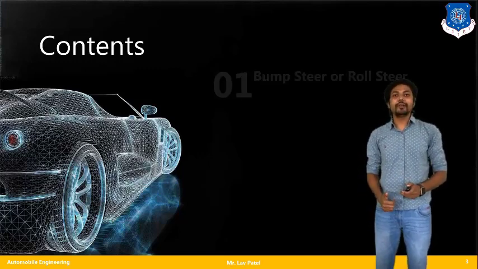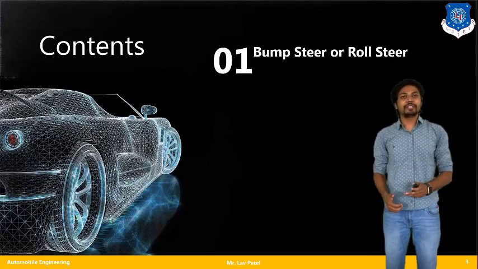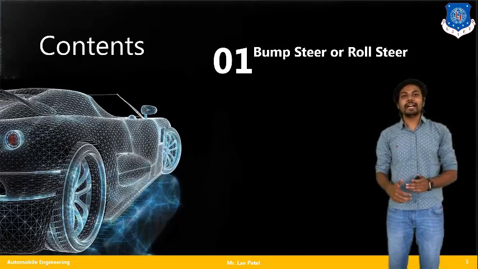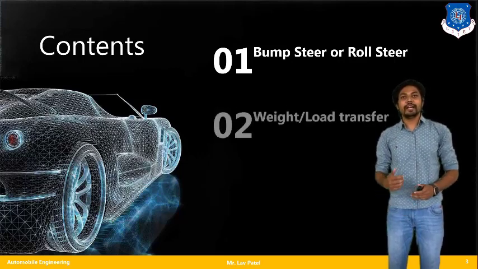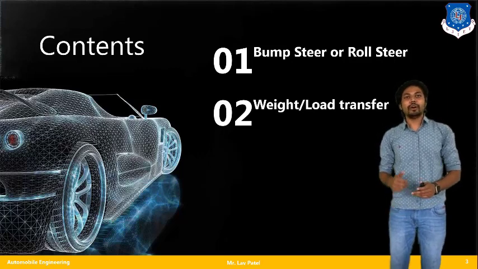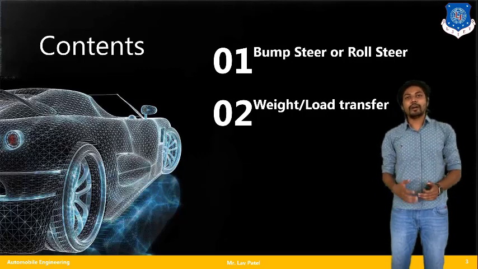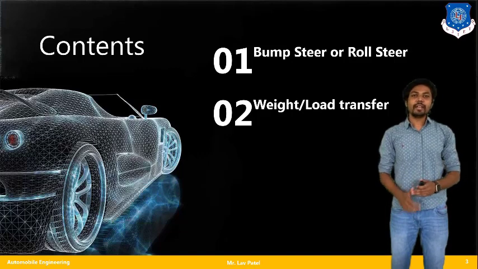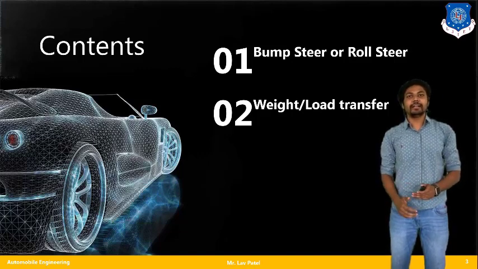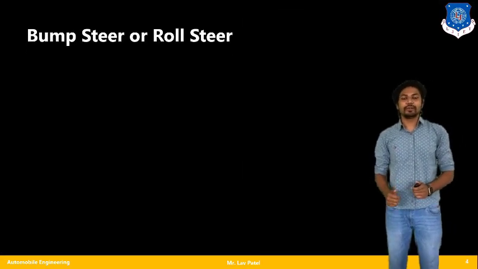And today we are going to learn about two basic parameters: bump steer or roll steer, which are basic terms that we have already used in our subject Vehicle Dynamics, and the second is weight or load transfer. These two are the basic concepts, and the overall dynamics of the steering depends upon these criteria. So let us begin with the first topic, that is bump steer or roll steer.